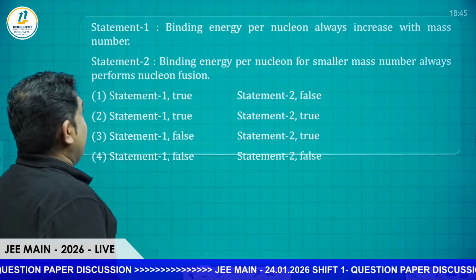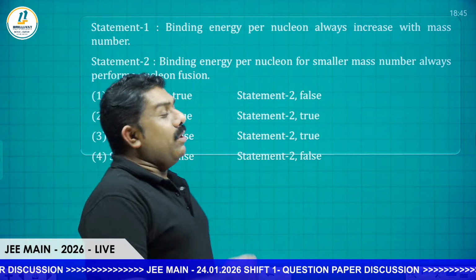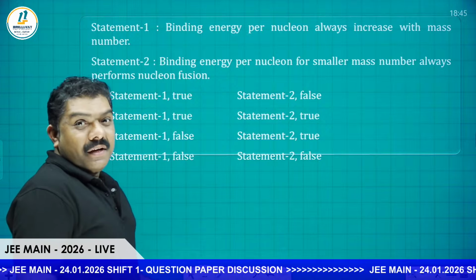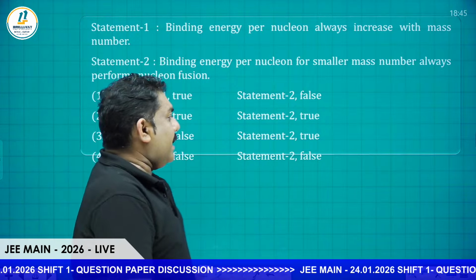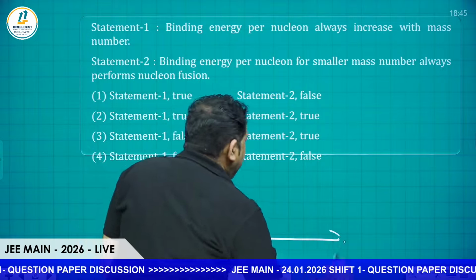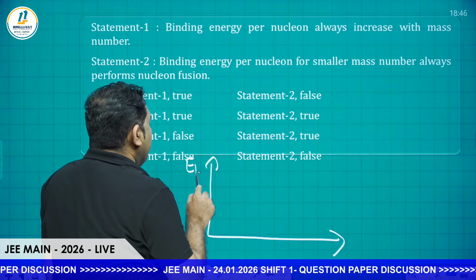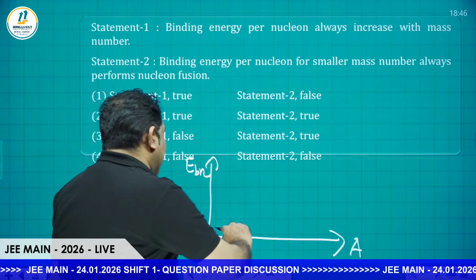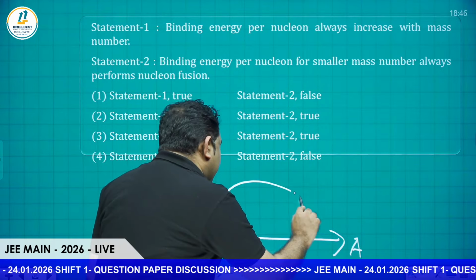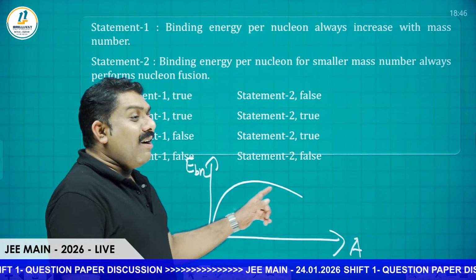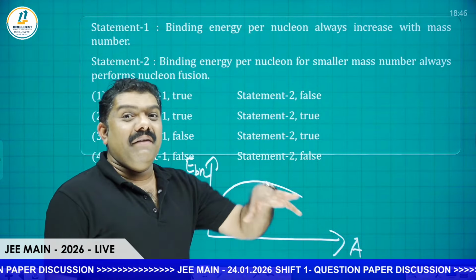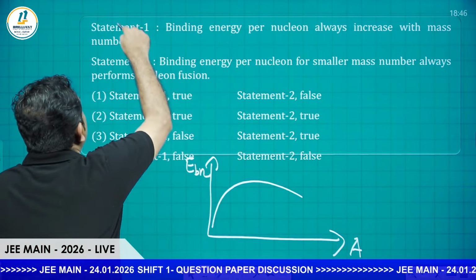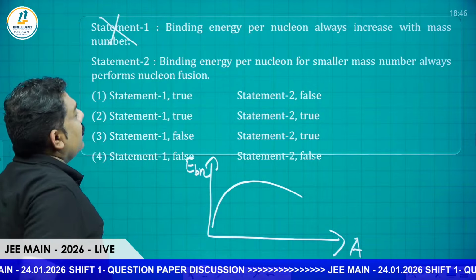Next one. Statement 1: Binding energy per nucleon always increases with mass number. We know as per our graph, when we consider the graph for binding energy per nucleon versus mass number, the graph will be like this. So it is not always increasing, it is decreasing. Heavier nuclei have less binding energy per nucleon. So statement 1 is wrong.